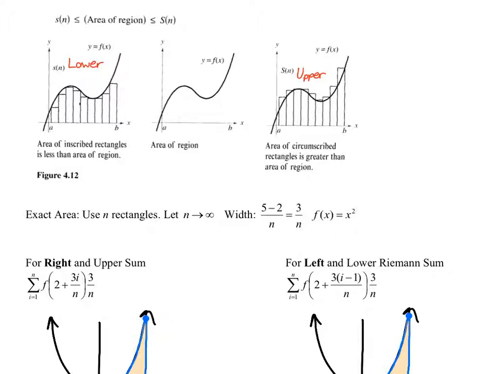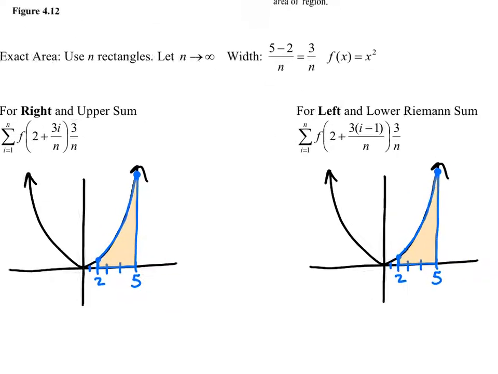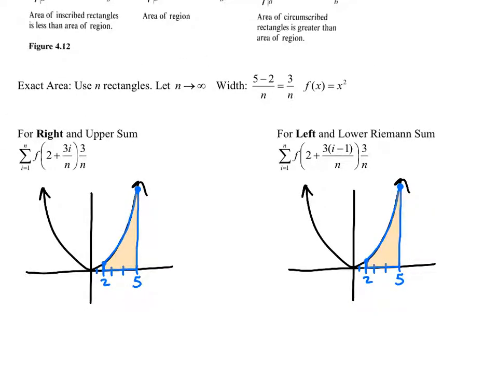If you're able to have infinite rectangles, would you get the exact area, or will it always be an approximation? Because we're taking the limit, it will give us the exact area. Okay? So let's look at how this works. I think if you see it here, it'll make sense, all right? So notice the right and the left, okay?